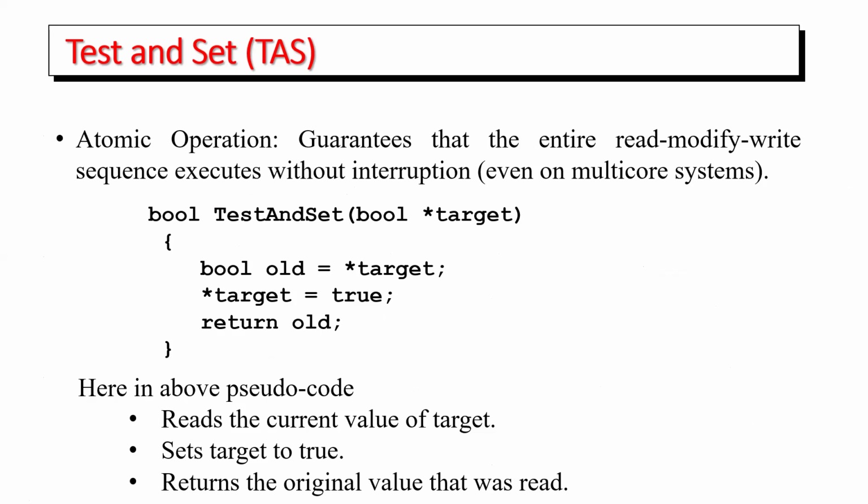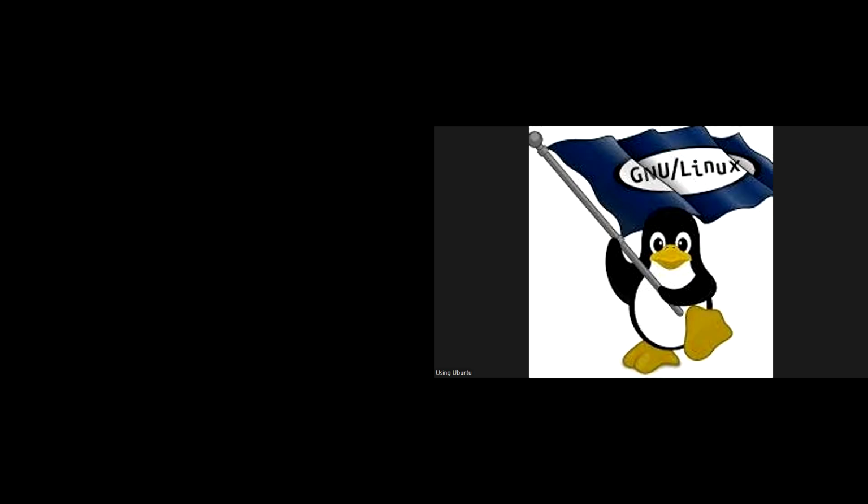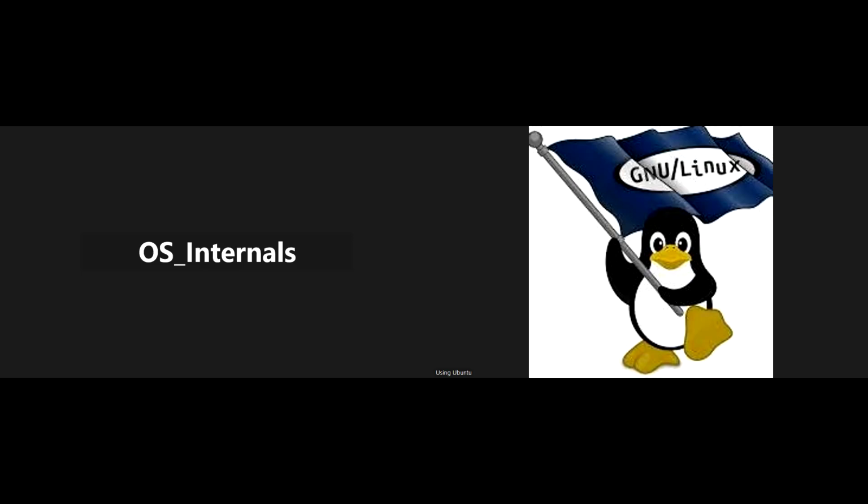Okay. If we look at the structure or design of it from a pseudocode perspective, one can think of it as a Boolean function, test and set, which sets the target. Old is one variable that we are using, and target is the value we are setting, and then we return the old value. So what exactly it is doing: it reads the current value of the target, sets the target to true, and returns the original value that was read. Now we'll see this from a program perspective.